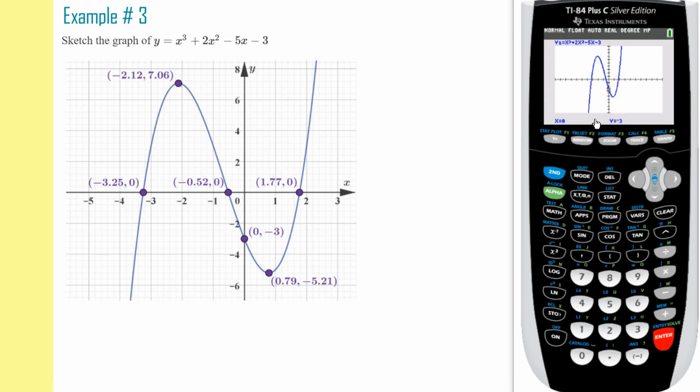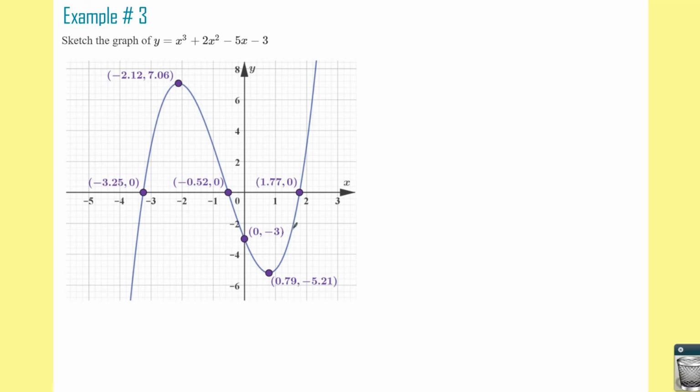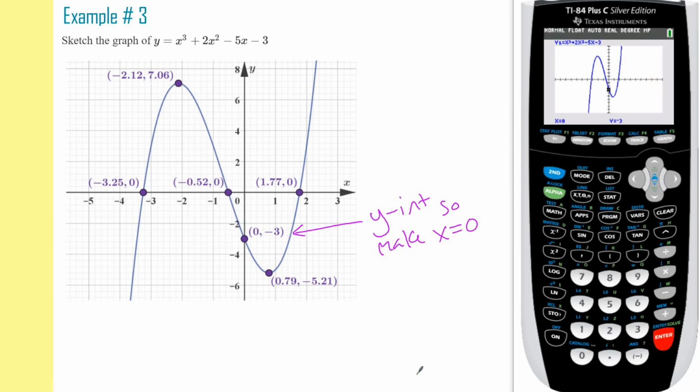So at 0, our answer is negative 3. So that's our y-intercept. That's how we got that one. So y-intercept: make x equal 0. Now let's find the x-intercepts.